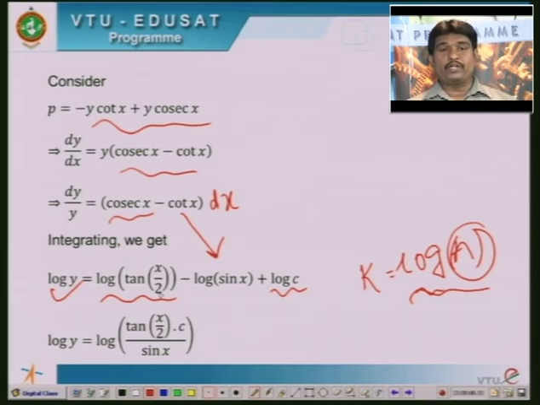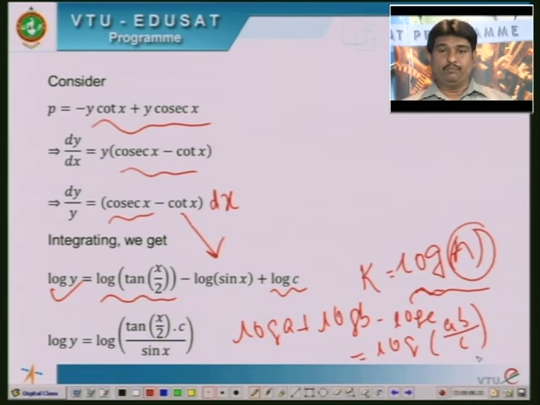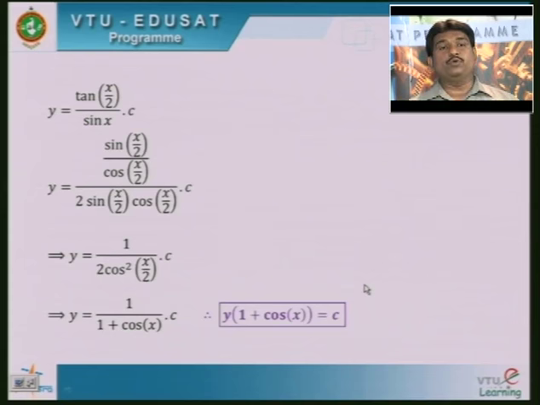Now use properties of logarithms. You know that log a + log b - log c = log(ab/c). I have used this result here, log a - log b + log c, so it is log(a·c/b). So log y = log(tan(x/2)·c / sin x). Simplify this. You get y = (tan(x/2) / sin x)·c.